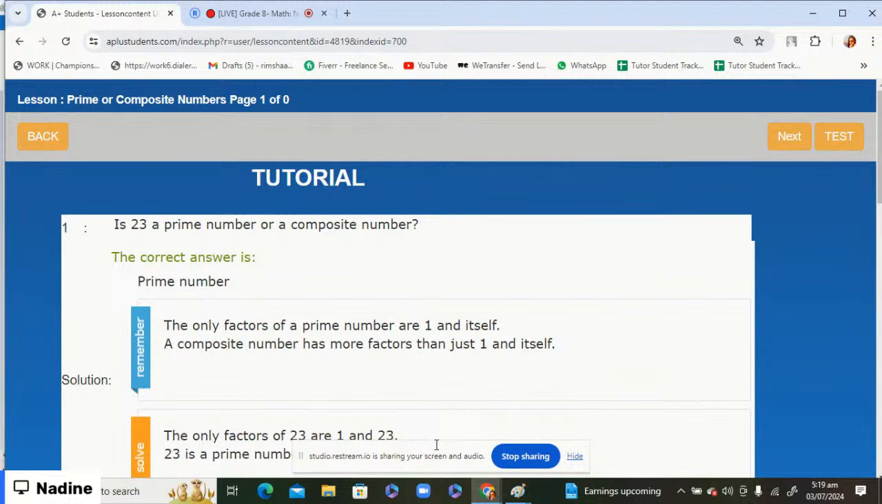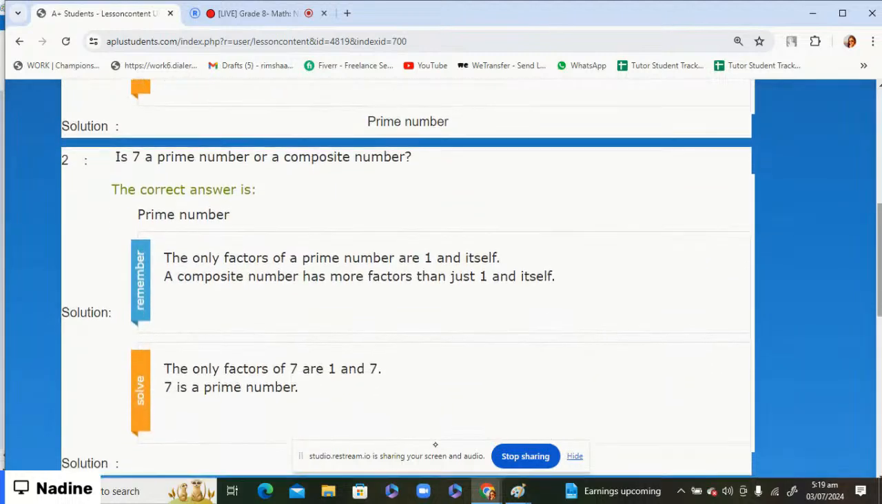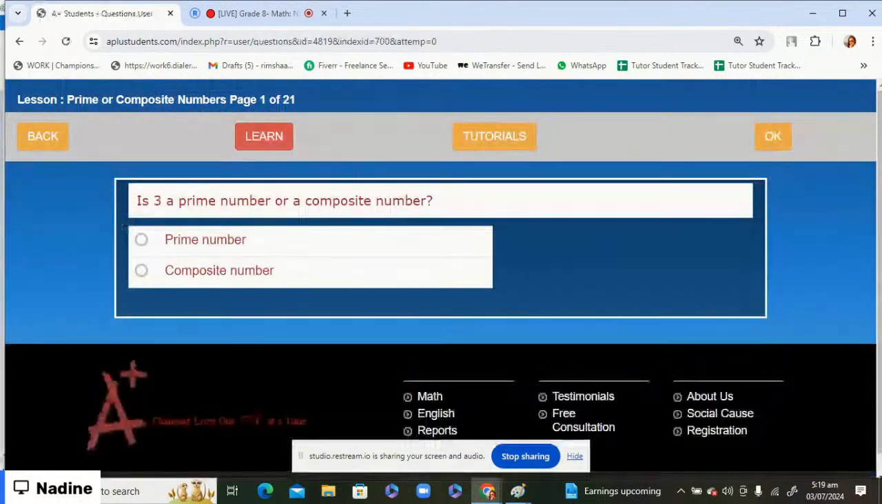So now look, here is 23. Is 23 a prime number or a composite number? We see 23 is not divided by any other number, it can only be divided by itself, and it does not have any other factors, so we can say that it's a prime number. Let's do some test questions for that. Is 3 a prime or composite number? 3 is a prime number because it cannot be divided by any other number.